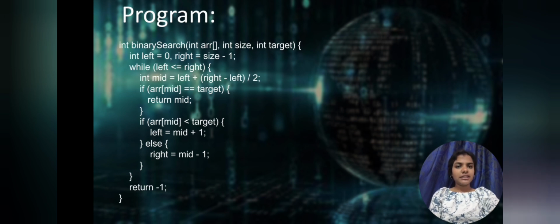Then we are giving the loop while left is less than or equal to right, then int mid will be equal to left plus (right minus left) by 2. If array of mid is equal to target, that is, the middle element is equal to target, then it returns mid. If it is less than target, then left will be mid plus 1, or else right should be equal to mid minus 1. If all these conditions are false, then it returns minus 1. This ends the program.